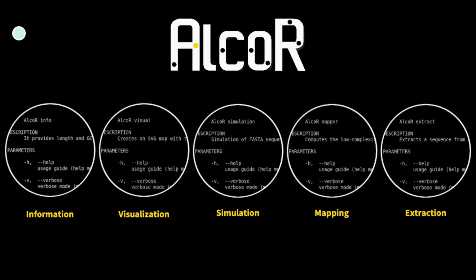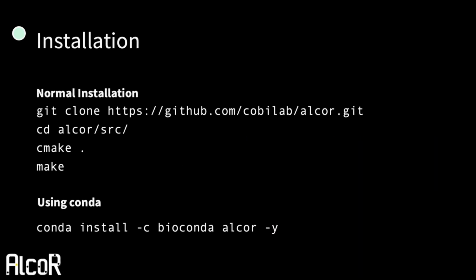Finally, the visualization module creates an SVG file with a map containing the low complexity regions. This map provides a clear and visually appealing representation of the LCRs identified in the FASTA file. Let's have a look at how to use AlcoR in practice. To install this tool, you can use Conda installation or clone the repository directly from GitHub and compile the source code. After installation, we can now use AlcoR freely.